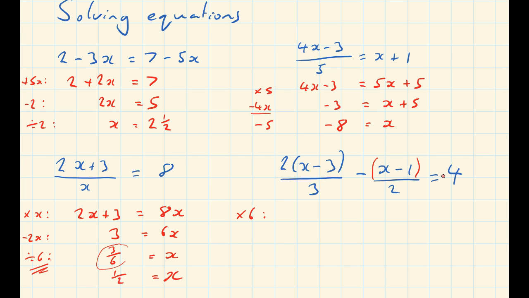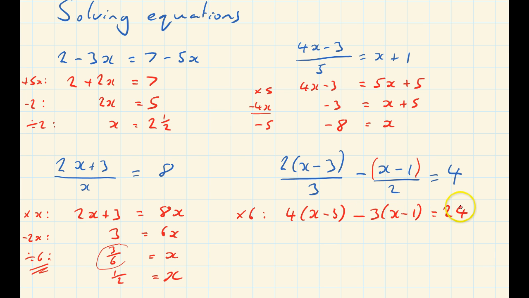Right, timesing by 6. I've got 2 lots of this divided by 3 times by 6. That's equivalent to 4 lots of x minus 3, because the 6 divided by 3 is 2, and 2 times 2 is 4. Minus, I've got to times this by 6, and then divide by 2, so that's equivalent to timesing by 3 altogether. So it's minus 3 lots of x minus 1, and that equals, I'm timesing by 6, that's 24.